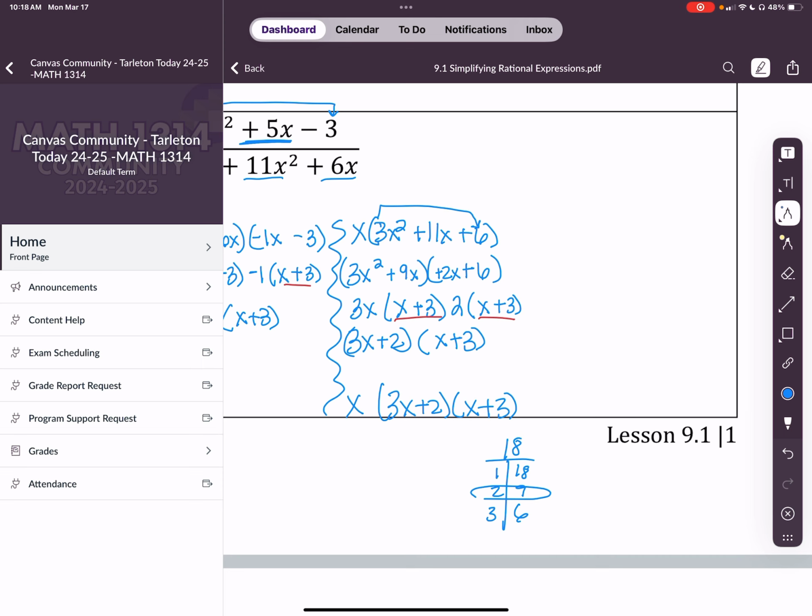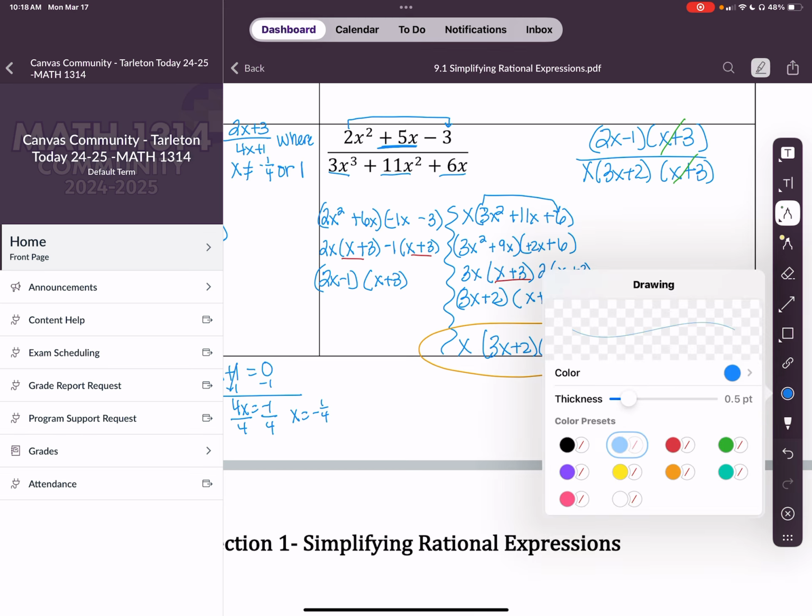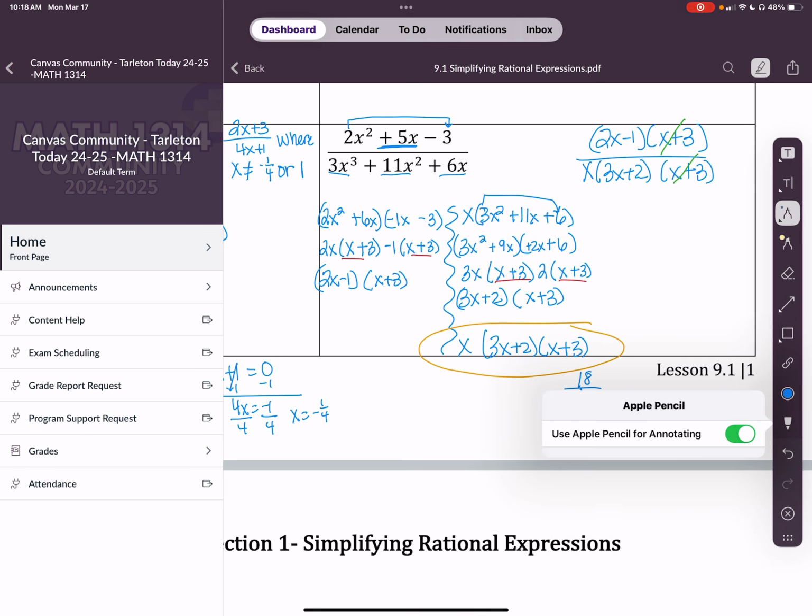Okay, so my numerator was 2x minus 1, x plus 3. And my denominator is what I'm going to circle in orange. x times 3x plus 2 times x plus 3. So I'll look at what factors are in common, and those are the x plus 3s. So that's going to become 2x minus 1 over x times 3x plus 2. Don't worry about factoring or multiplying that x.